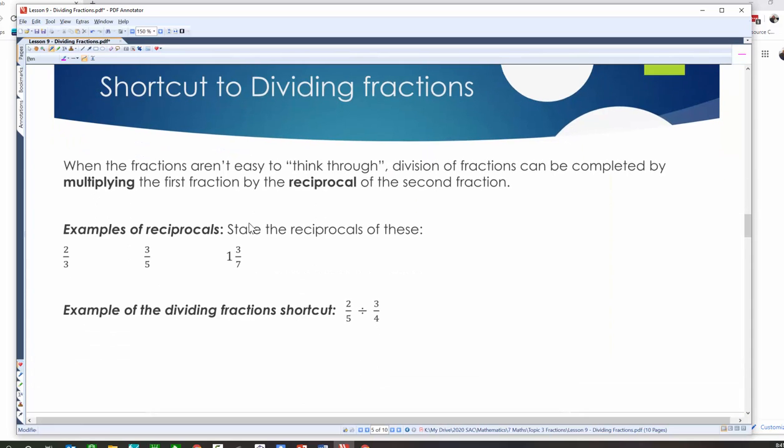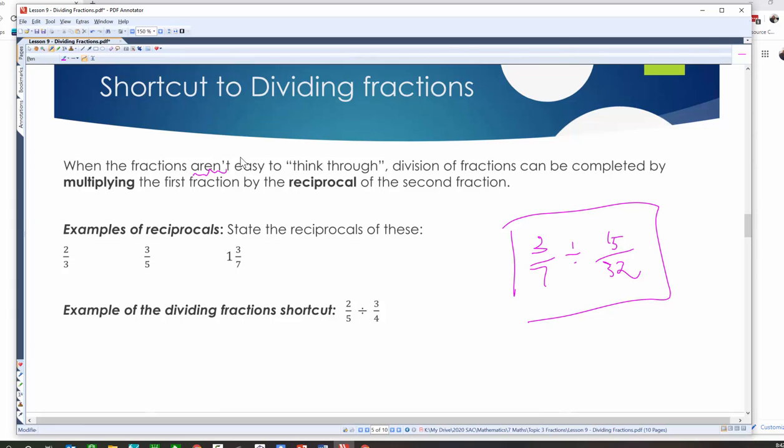There is a shortcut to dividing fractions. And what we say is when the fractions aren't easy to think through, because a student will say, that's great, that method, Mr. Miller, but what if I had 3/7 divided by 15 over 32, for argument's sake? I can't visualize that. Yeah, sure, I can't either. Okay, so that one there is a problem.